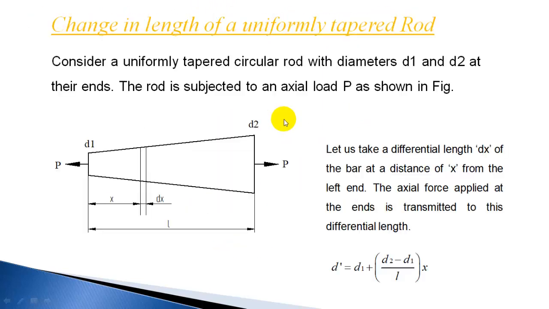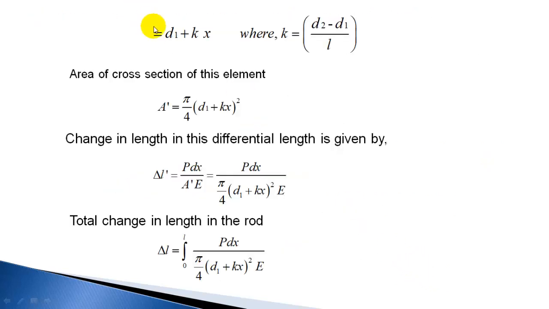Now if I replace this d2 minus d1 by L with k, you can write this as d1 plus kx. Instead of writing d2 minus d1 by L throughout the derivation, I'll just use a simple notation k, where k is going to be a constant, d2 minus d1 by L. So I'll write it as d1 plus kx, where k is d2 minus d1 by L.